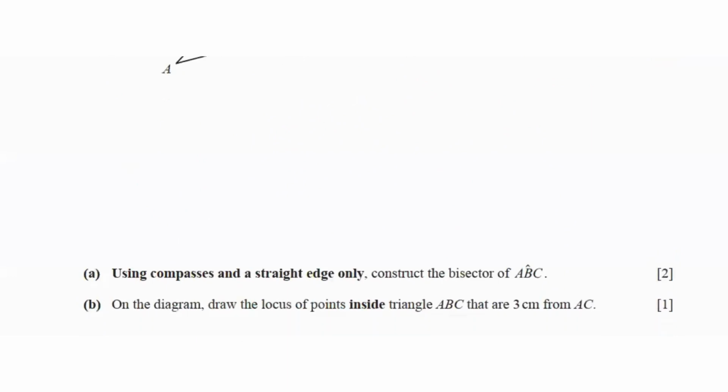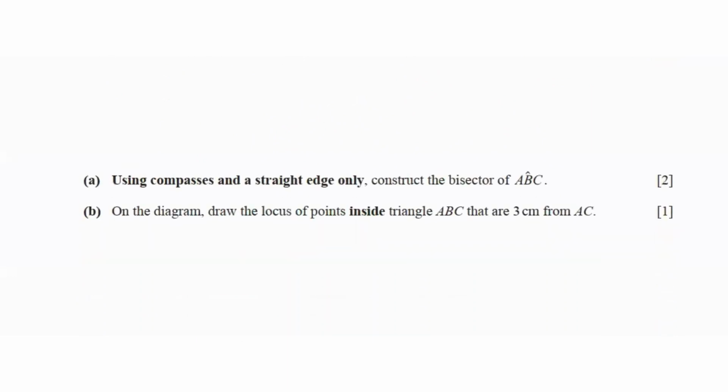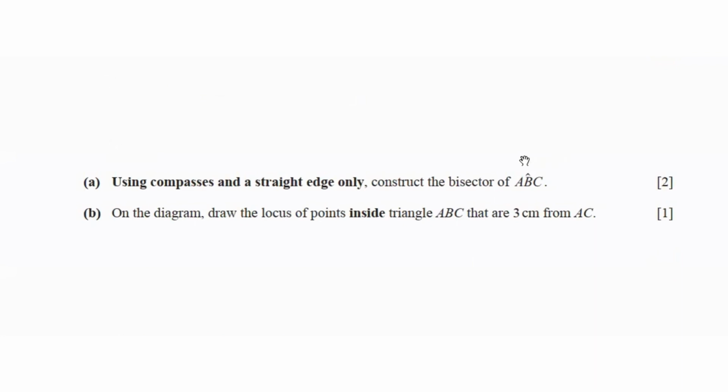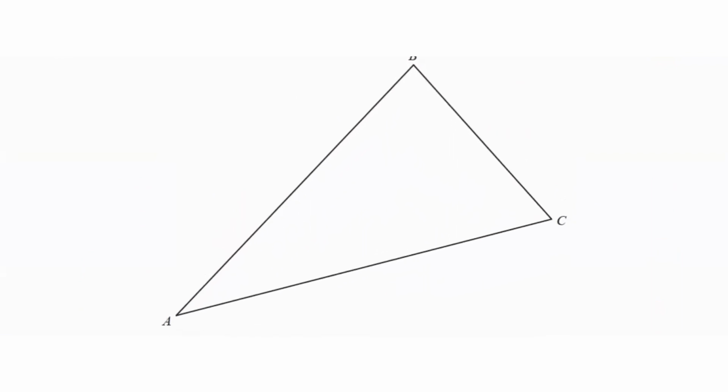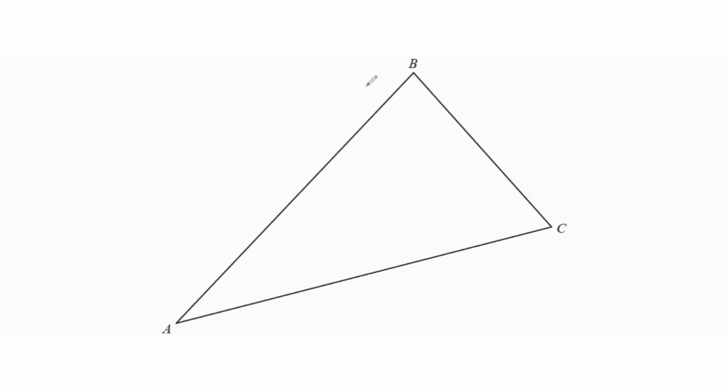Question 15 says, using compasses and a straight edge only, construct the bisector of ABC, which means you have to draw the angle bisector. So for the angle bisector, we're going to open our compass to let's say 3 centimeters. And we're going to put our compass at B and draw an arc over here and here. Then we're going to use the same length for the compass, put it at this point and this point, and draw 2 more arcs.